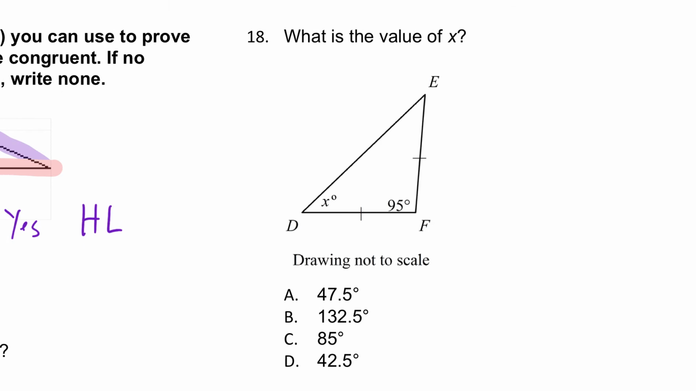What is the value of x? Okay, well, it's an isosceles triangle. They give us the vertex angle F, which is obtuse. It's 95. And so angle D and angle E will be congruent to each other. So let's see what we're working with after we subtract out the 95 degrees. So 180 minus 95 equals 85.